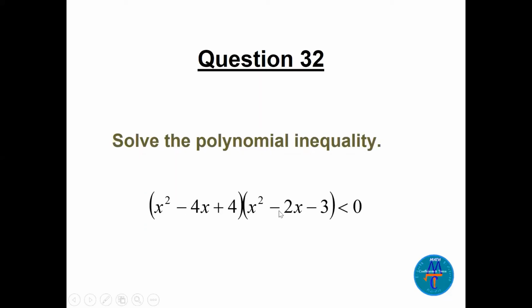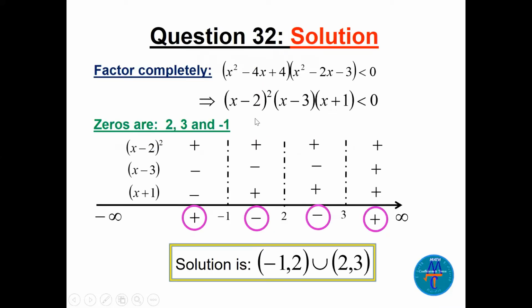This one times this one is less than 0. For sure, here we have to continue factoring. This is factored, but not completely. We never multiply. So we say factor completely, we continue the factoring.